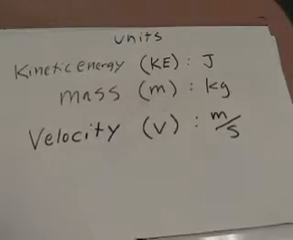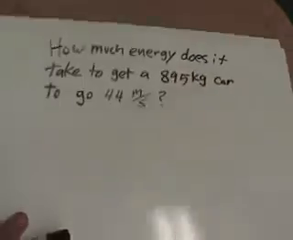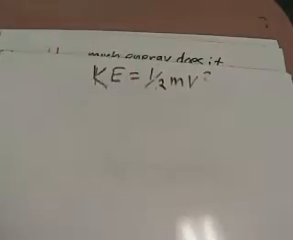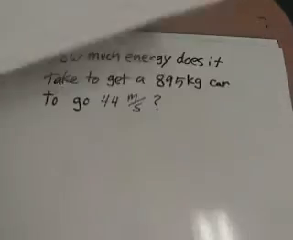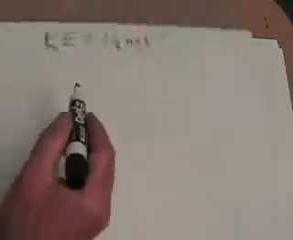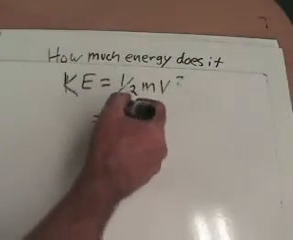Now, let's take a look at some examples. So if the question we had is, how much energy does it take to get an 895 kilogram car to go 44 meters per second, what we would do is use our equation here. We are looking for how much energy, so what we're looking for is kinetic energy. Therefore, what we have to know is the mass and the velocity.